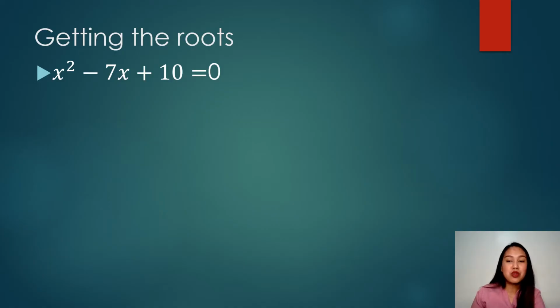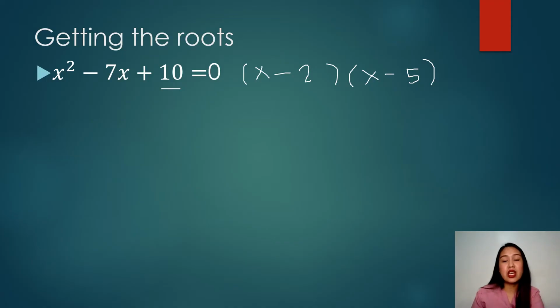But in this case, we have to think of those factors that, if we add those two factors, will give us negative 7. So that is, let's see. So that would be negative 2 and negative 5. Right? Because negative 2 and negative 5 are factors of 10. And if you add these two factors, negative 2 and negative 5 will give you the middle term or the linear term, which is negative 7. And then equate that to 0.